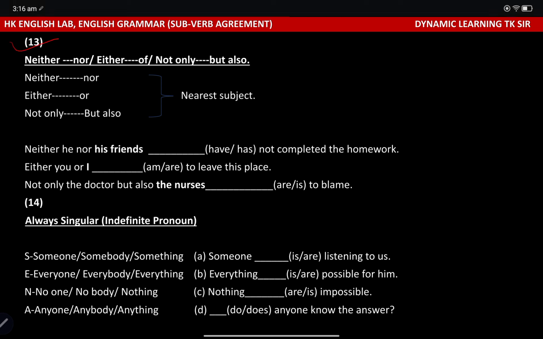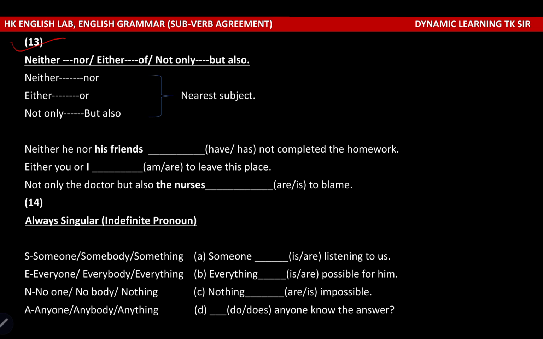Next, 13. If your compound noun is made with the correlative conjunctions, neither nor, either or, not only but also, if you get such a compound noun connected by all these connectors, then at that time the nearest subject will be preferred. For example, neither he nor his friends. In this case, the first one will be erased. Neither he nor, till that you have to erase.